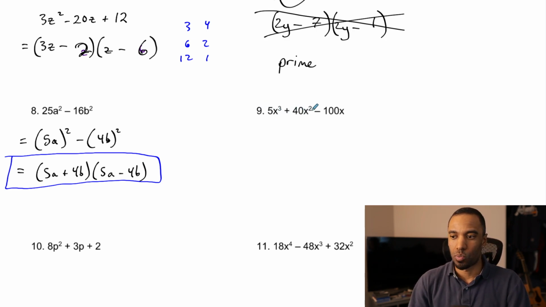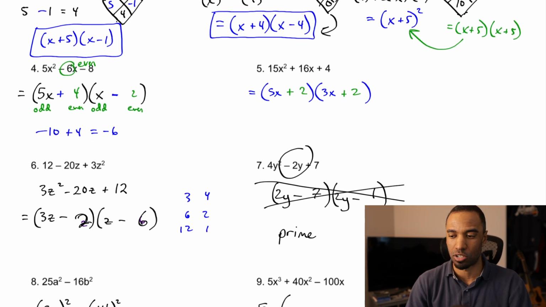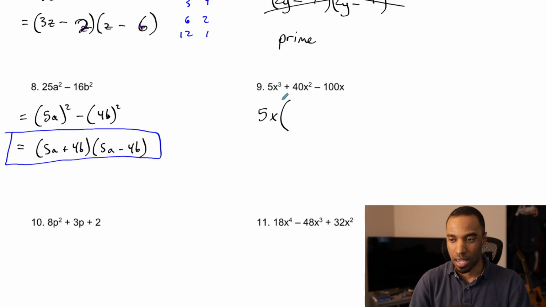All right, number 9 is the first one where I can see a common factor here. The first thing I saw was a 5, and after that I saw the x's. I don't know why I didn't see the x's first, especially with an x cubed. But I can factor a 5 and an x out of here to begin with, and you always seek greatest common factors first. Golden rule, always seek them first. That way we can factor the rest properly and significantly more easily.